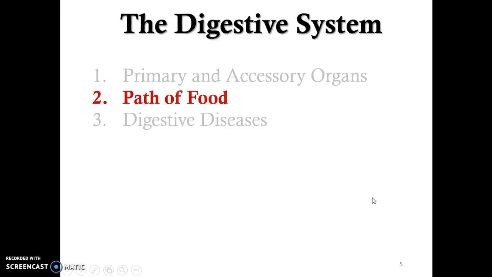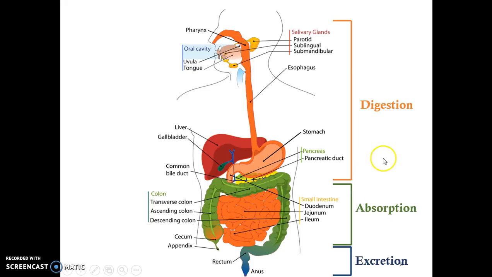So now let's take a look at that path of food through the body from the moment it enters our mouth. The path of food is divided into these 3 different stages. When we talked about the primary digestive organs, we pretty much just covered the path of food through the body as we went down each digestive organ. I want to also draw your attention to these processes though. What's actually happening in each of these organs as the food passes through?